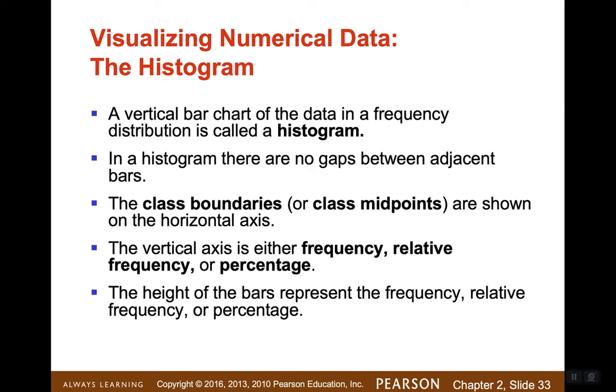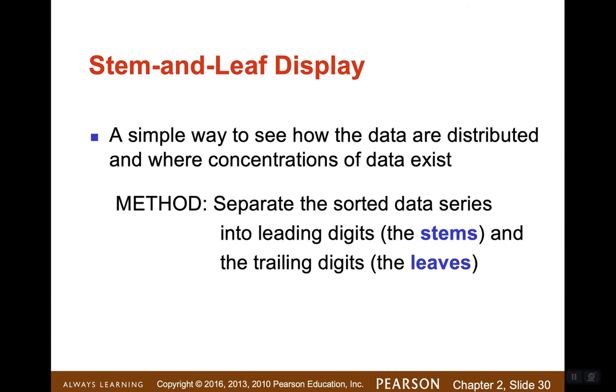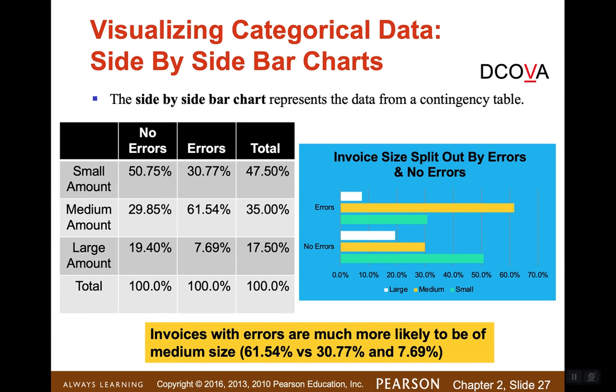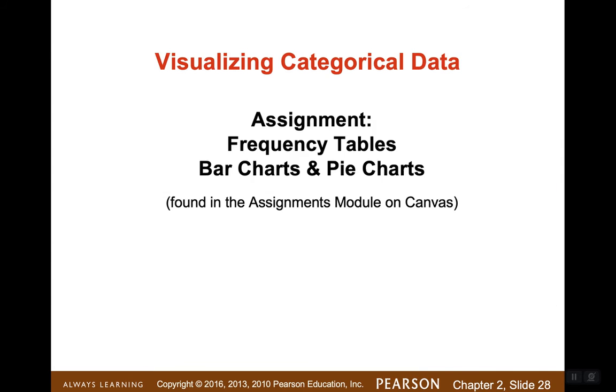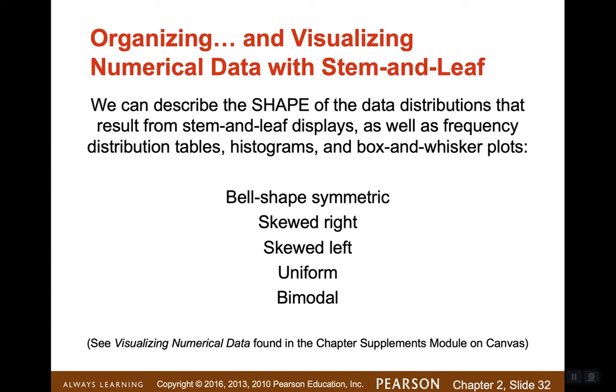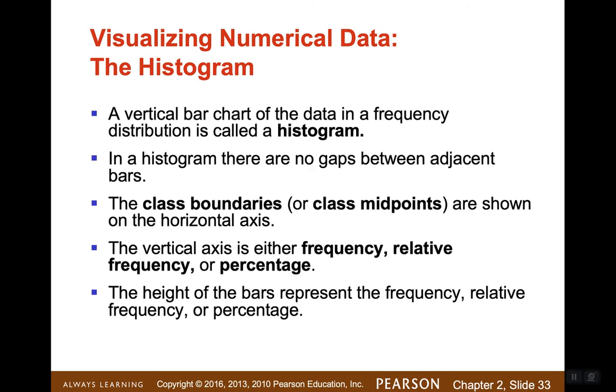Now this is going to be a much more common one. The histogram. The histogram is a vertical bar chart of a frequency distribution. It's called a histogram. So what we saw here, that's a horizontal bar chart. This is a vertical bar chart, aka what we call a histogram.